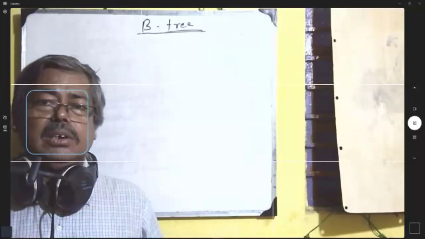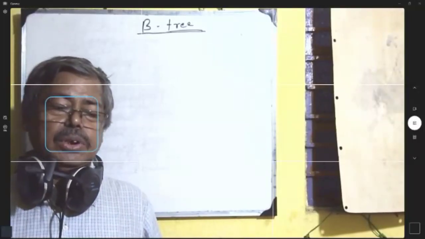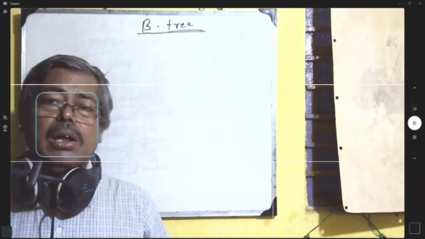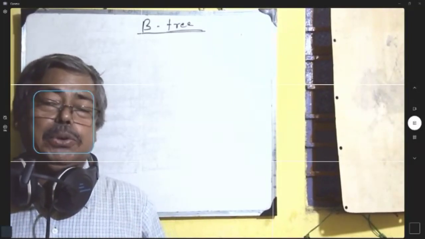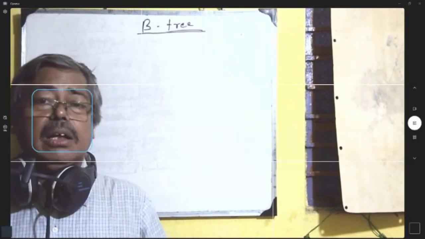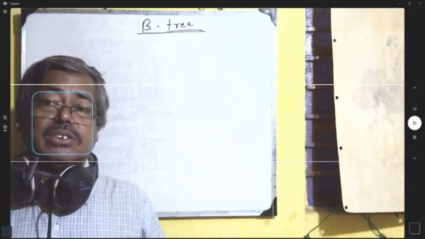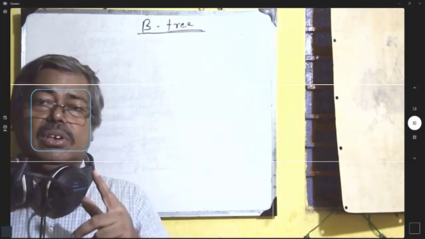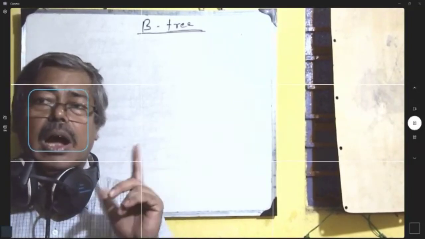So the comparison starts from the root node, moves to the right node, and goes down to the lowest position, that is the leaf node. Data enters at the leaf node, but extension goes upwards. Always, extension is upwards.